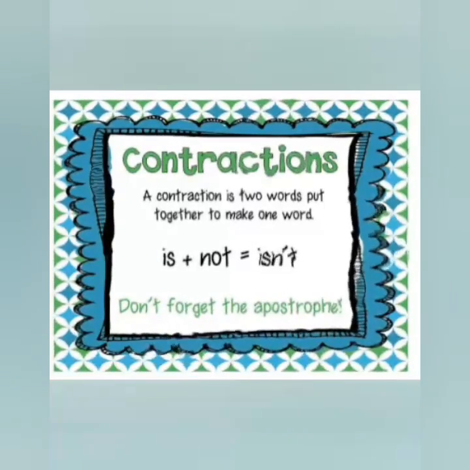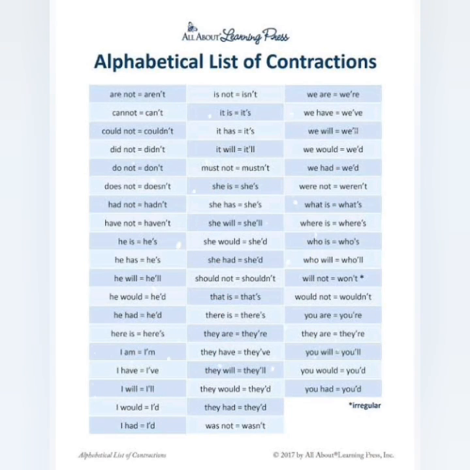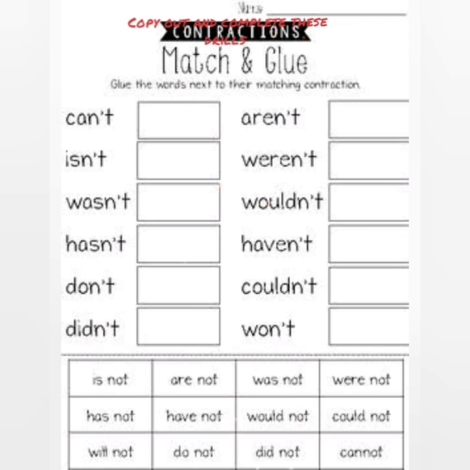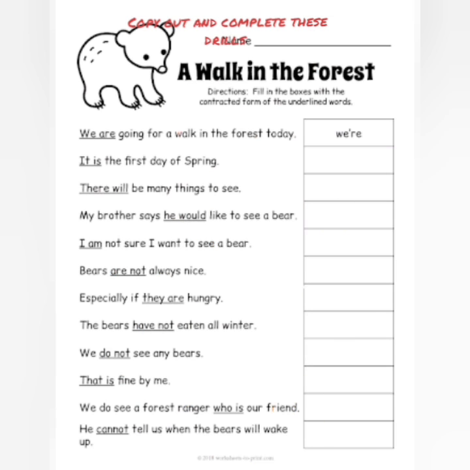Contraction song written by darling second grade students at Heritage Elementary back in the day. You take two separate words, you take some letters out, you put the apostrophe in and you squish it all about. The word's called a contraction and you made a brand new word. That's what it's all about.